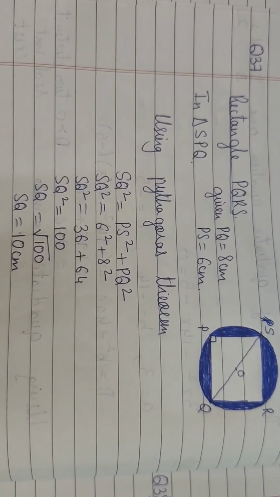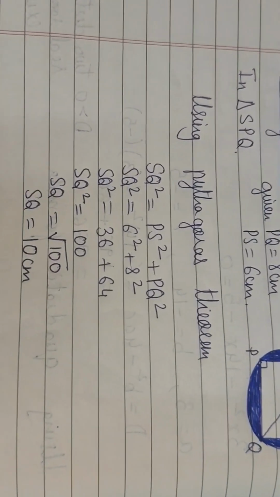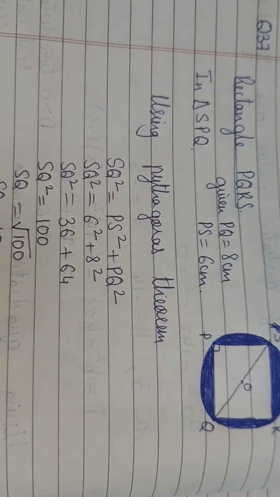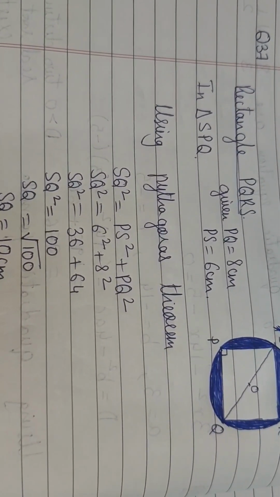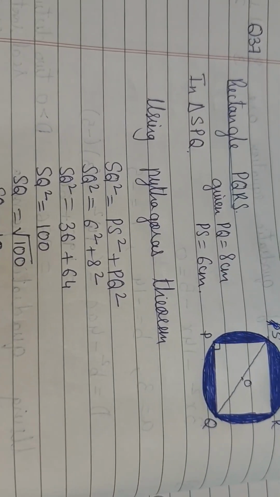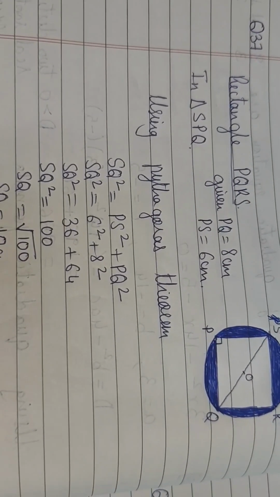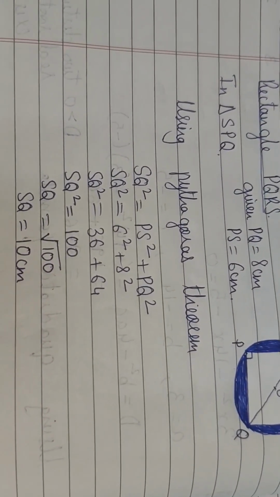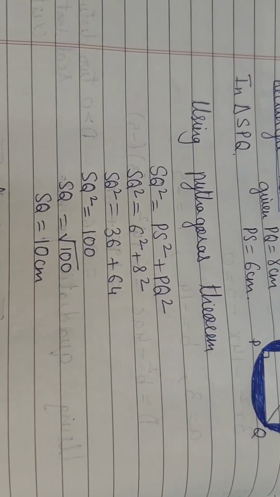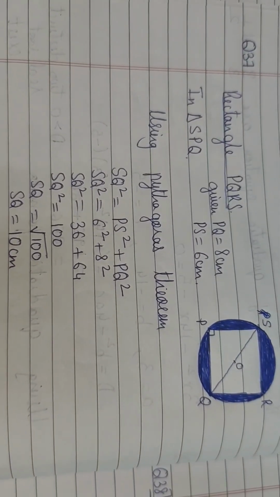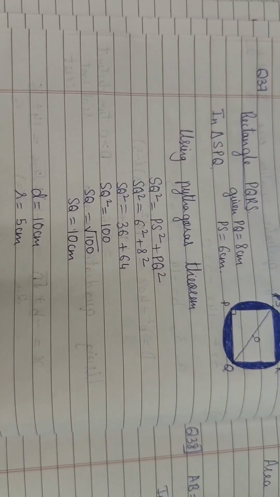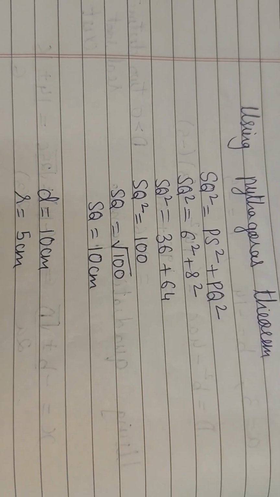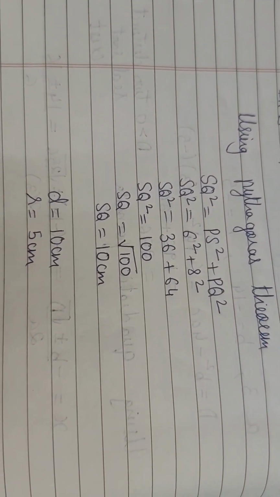SQ square is equal to PS square plus PQ square. PS is given 6, so 6 square plus PQ is given 8, so 8 square. After solving, SQ I will get 10 centimeter. This 10 centimeter SQ will be your diameter.